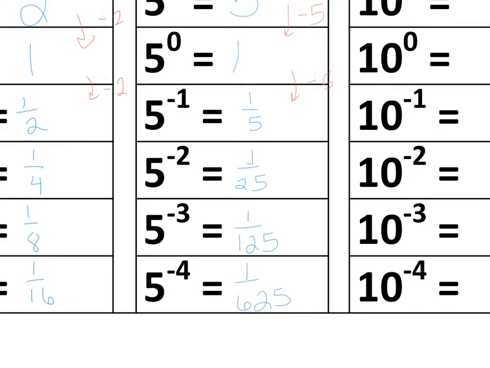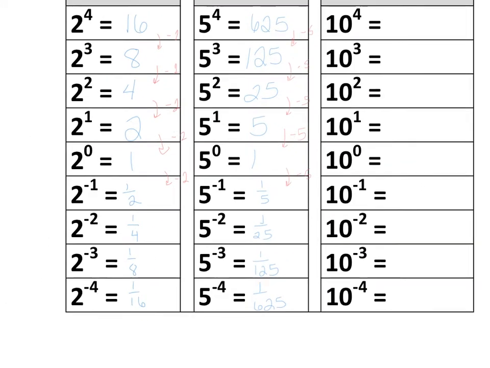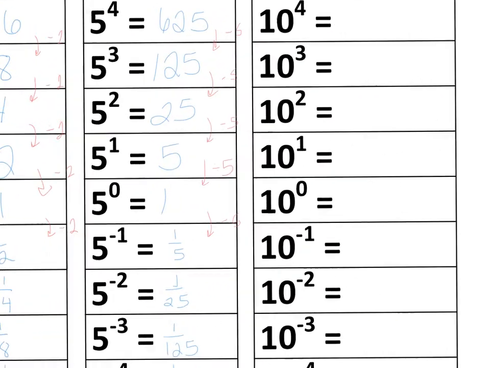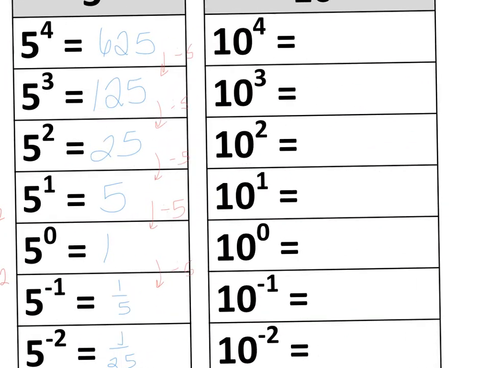625. Again, notice what happens between 5 to the 4th compared to 5 to the negative 4th, or 5 to the 3rd compared to 5 to the negative 3rd, 5 to the 2nd versus 5 to the negative 2nd, and 5 to the 1st compared to 5 to the negative 1st. The last one we're asked to do is a base of 10.